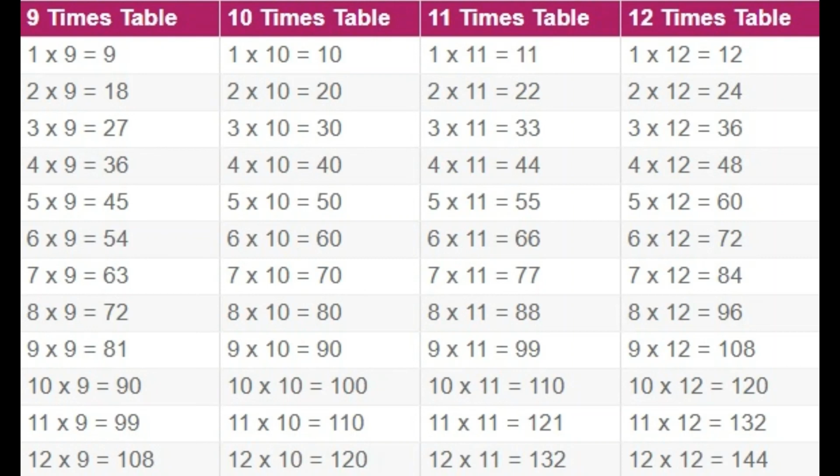1 times 12 is 12. 2 times 12 is 24. 3 times 12 is 36. 4 times 12 is 48. 5 times 12 is 60. 6 times 12 is 72. 7 times 12 is 84. 8 times 12 is 96. 9 times 12 is 108. 10 times 12 is 120. 11 times 12 is 132. 12 times 12 is 144.